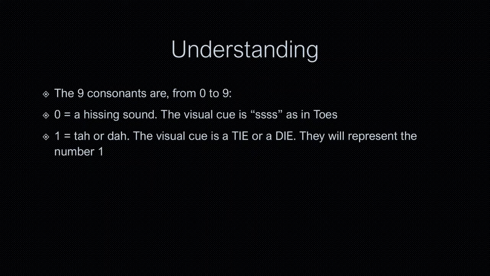0 is a hissing sound. The visual cue is, so like if you said toes, the s at the end would be 0. But the t in toes would be 1. So as you can see, toes is represented with a 1 and a 0. The visual cue for a 1 is tie or die. If you see somebody with a tie in your vision, you know 1 is involved somewhere. It will always represent the number 1.